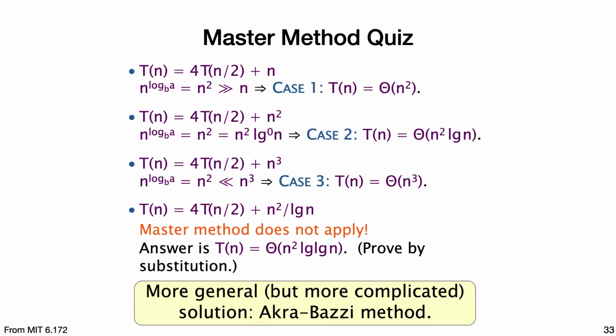Yeah, so here are a couple examples. Let's say we have this recurrence, T of n is 4 times T of n over 2 plus n. So here f of n is n, a is 4, and b is 2. So n to the log base b of a, log base 2 of 4, is 2. n squared is much bigger than n, so we're in case 1. The work is dominated by the leaves, so the solution is theta n squared.